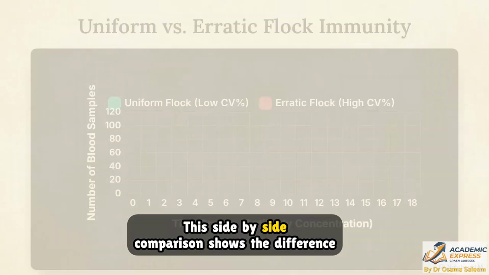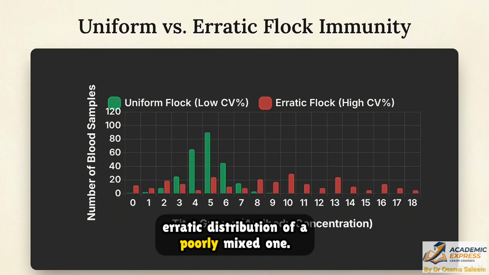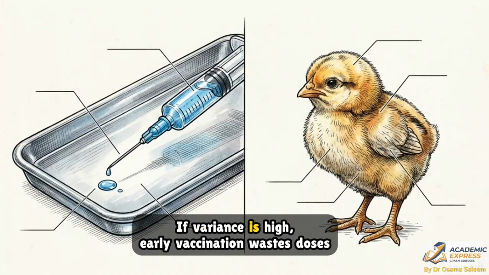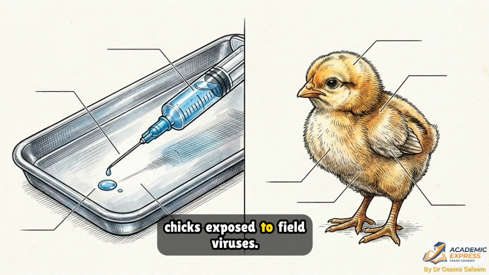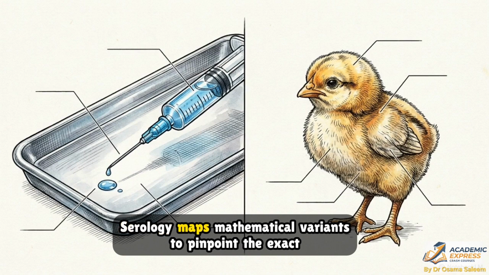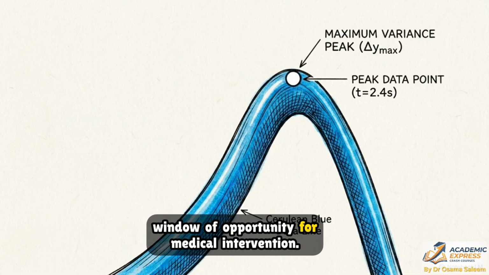This side-by-side comparison shows the difference between a well-protected, uniform flock and the erratic distribution of a poorly mixed one. If variance is high, early vaccination wastes doses on immune chicks, while late vaccination leaves weaker chicks exposed to field viruses. Serology maps mathematical variance to pinpoint the exact window of opportunity for medical intervention.